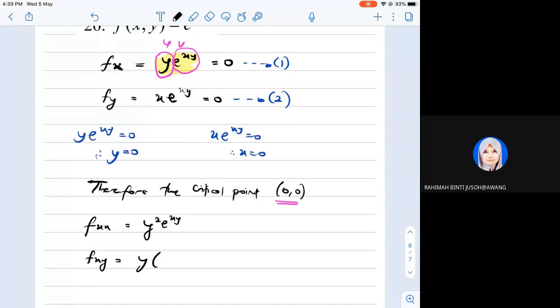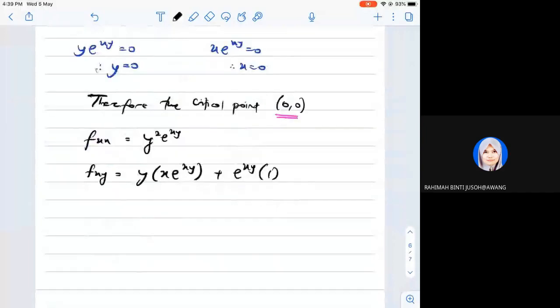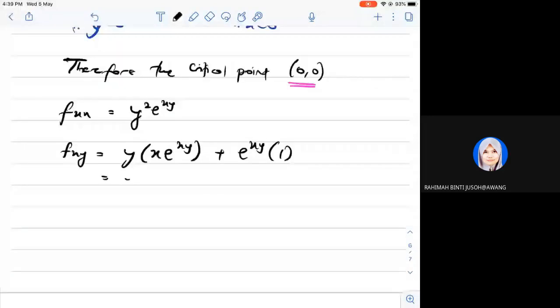Darabkan dengan exponential xy, differentiate terhadap y, x jadi constant, so x duduk depan lah. Xy plus v is exponent xy, darabkan dengan differentiate y terhadap y dapat 1. Okay, so this becomes, saya faktorkan exponent xy tu saya bawa keluar. So dia akan jadi xy plus 1, macam ni kan.